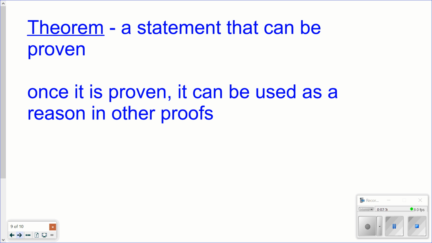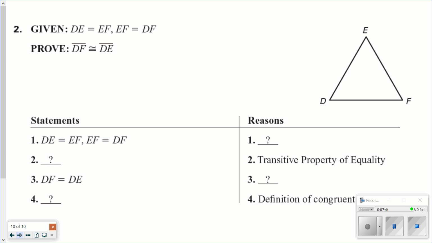A theorem is a statement that can be proven. Once it's proven, you can use it for other reasons and other proofs. Given DE is equal to EF and EF is equal to DF. We want to prove that segment DF is congruent to segment DE. All right, so our first statement is DE is equal to EF and EF is equal to DF. What is my reason here? Well, that was given to us. So I can fill in given.